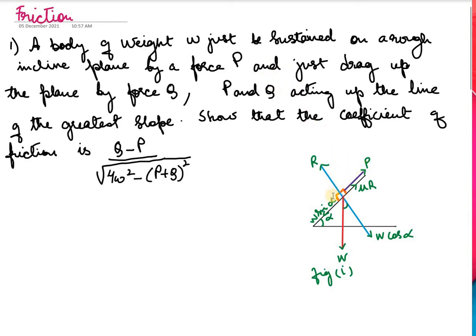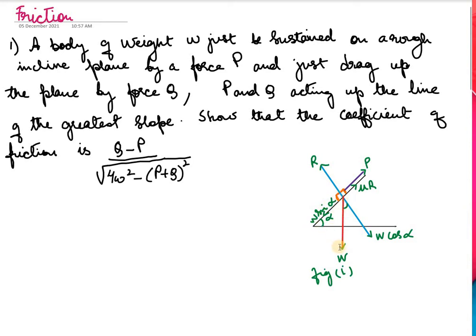In this case, the body which is lying on the inclined plane is on the point of moving downwards. If it is on the point of moving downward, as we know, R is the normal reaction and mu R is the force of friction, which acts opposite to the direction in which the body has a tendency to move. Because in case 1, when it is acted on by a force P along the inclined plane, it is in the position of moving downwards.